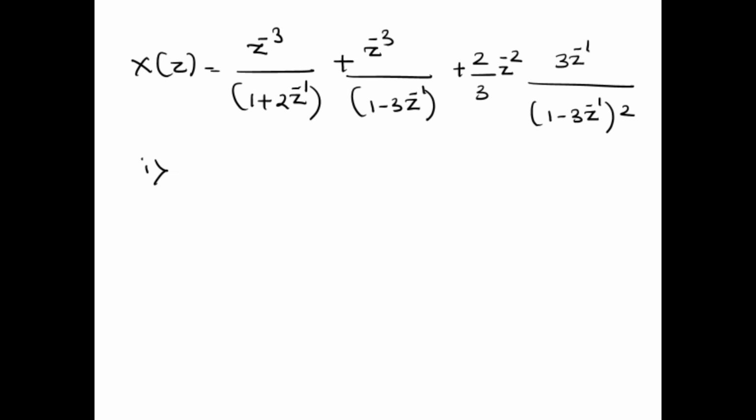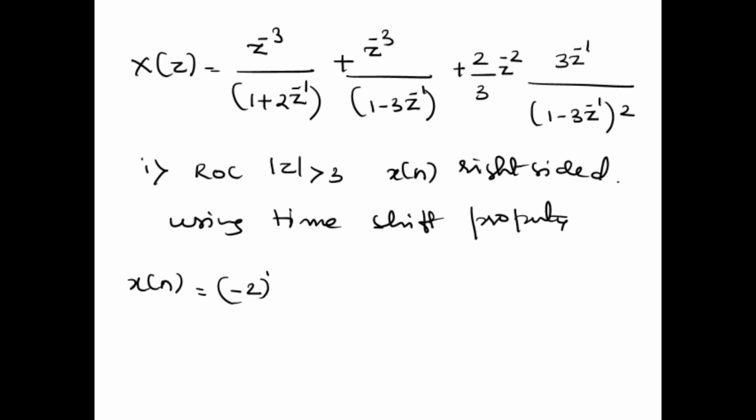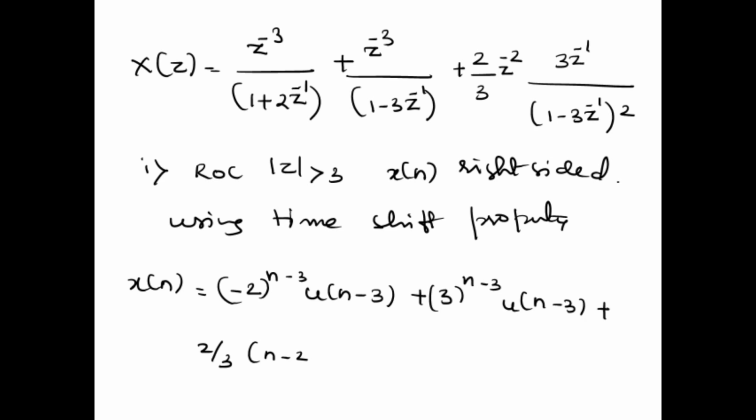So for the first case, it is given ROC mod z is greater than 3. That means x of n must be right-sided. And referring to the table and using time shift property, we get x of n is equal to minus 2 to the power n minus 3 into u of n minus 3, plus 3 to the power n minus 3 into u of n minus 3, plus 2 by 3 into n minus 2 into 3 power n minus 2 into u of n minus 2.